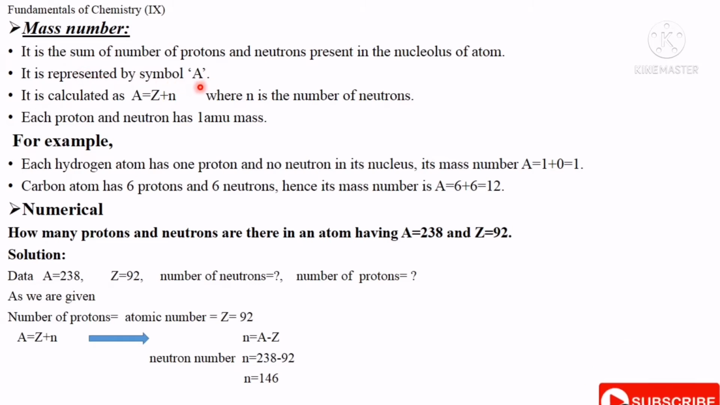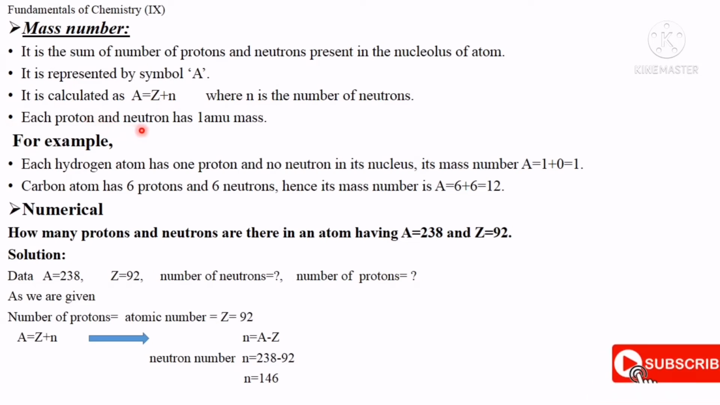So the mathematical expression for the mass number is A equal to, as we know that the mass number is equal to the sum of the atomic number or proton number and the neutron number. So A is the representation of mass number, and Z for atomic number, and N for neutron number. Each proton and each neutron has 1 AMU mass, 1 atomic mass unit.